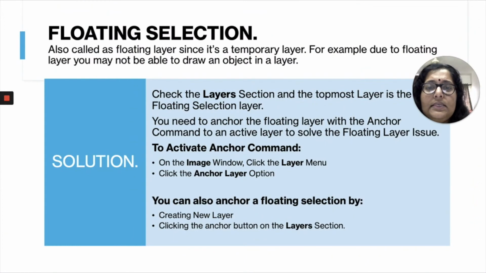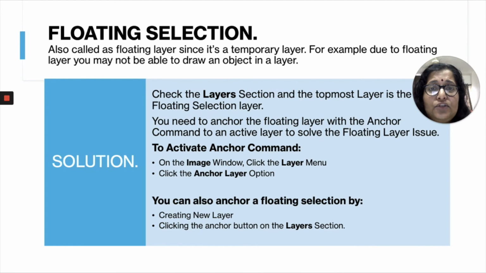The first one is floating selection. It is also called a floating layer since it's a temporary layer. For example, due to a floating layer, you may not be able to draw an object in a layer. When you're working in a layer and a temporary layer is formed on top of it, that temporary layer is called the floating layer. Due to that temporary layer, you will not be able to make changes in the layer that you want. So what should we do for that? That is what is being discussed in the solution.